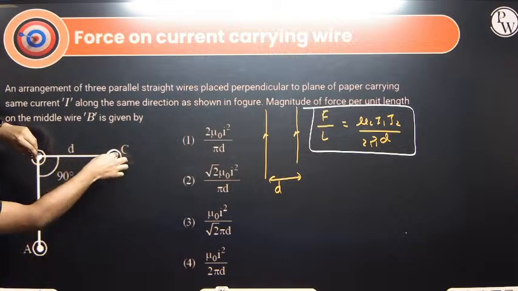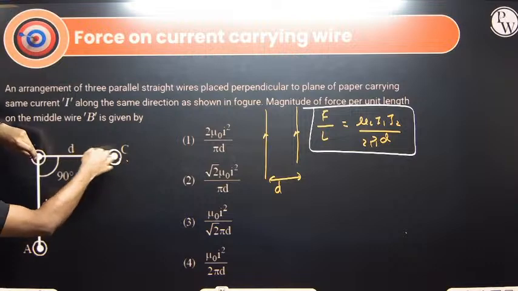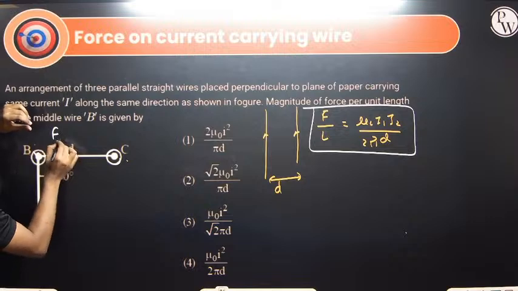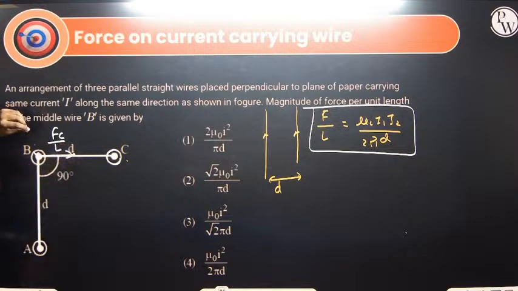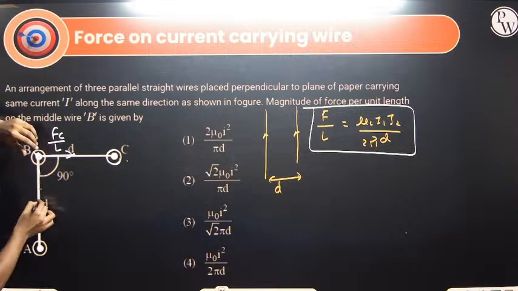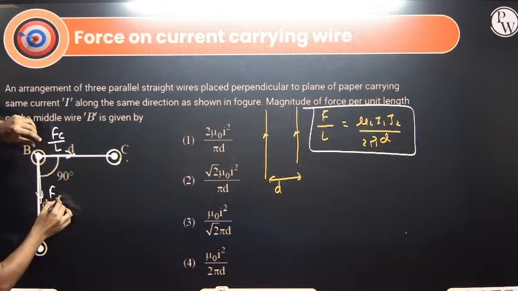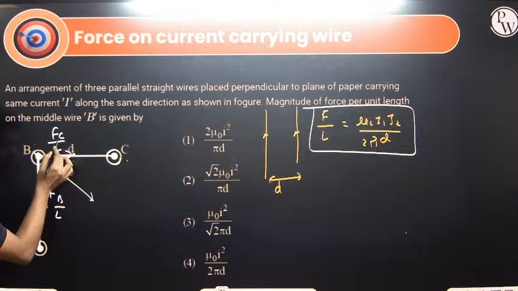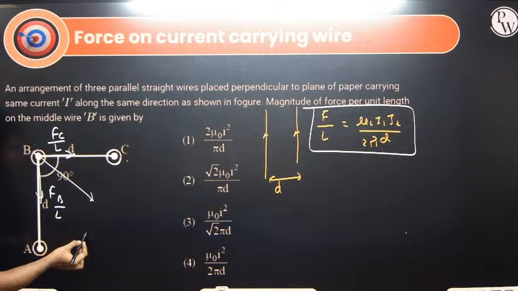Because of these wires, we want to calculate the force. This wire will attract this wire towards this direction. Let's say this force per unit length is Fc by L. And what about this wire? Again, this wire will also attract this wire in this particular direction. This will be force Fb by L. What are they asking? Net force per unit length. Since the distance is d, this will be the same and this will also be the same. So the net will be root 2 times F by L.